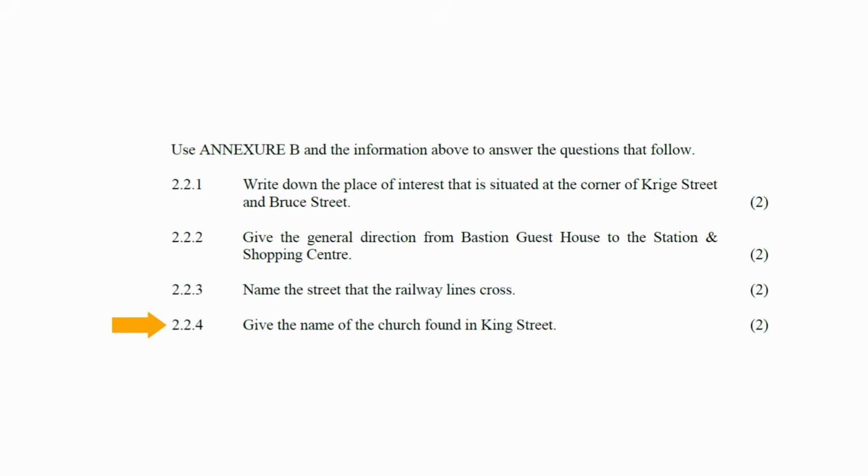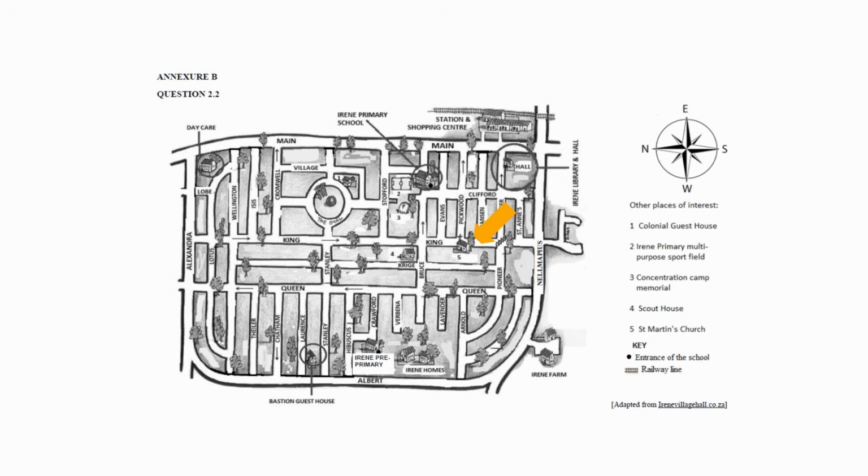In question 2.2.4, you have to write down the name of the church in King Street. The church in King Street is labeled number 5. From the list of other places of interest, the place labeled number 5 is the St. Martin's Church.